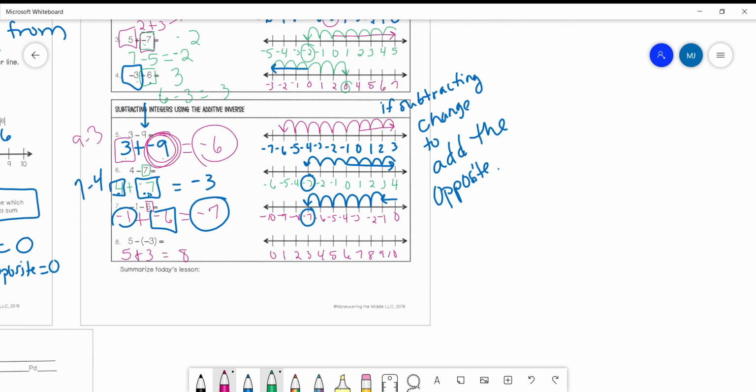The first number we need to model is 5. So 0 to 5. And then we need to go to the right 3 more units. 1, 2, 3. And our answer there is 8.